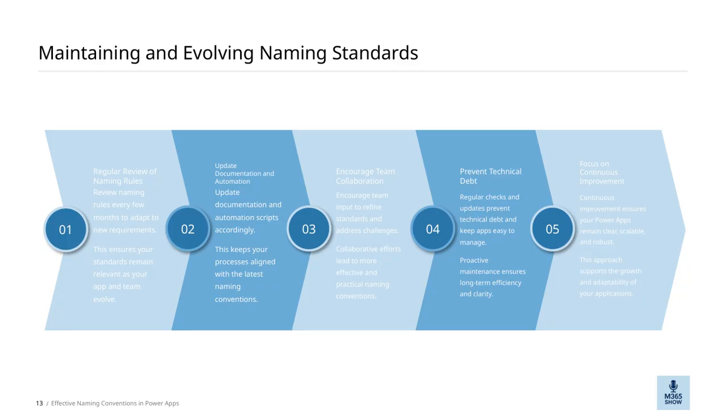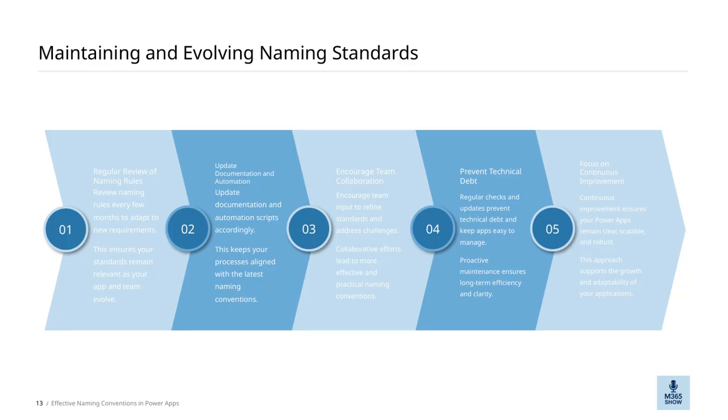Encouraging team input is also key. When everyone can contribute to refining standards and sharing challenges, you create more practical and effective naming conventions that work well in real-world scenarios. Regular checks and updates help prevent technical debt, those messy, outdated parts of your app that can become a burden. Proactive maintenance like this keeps your apps easy to manage and ensures long-term efficiency and clarity.